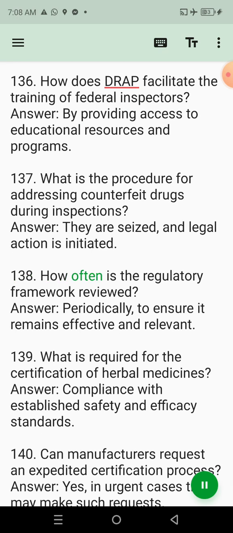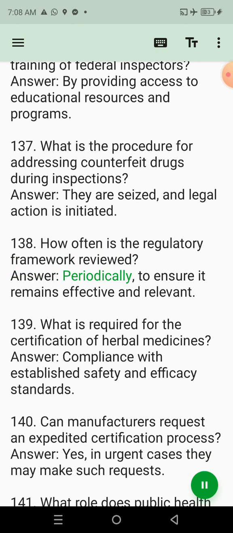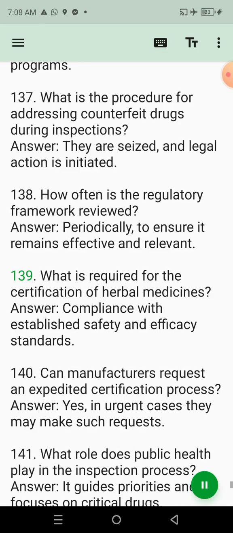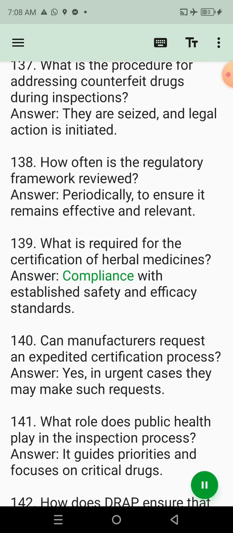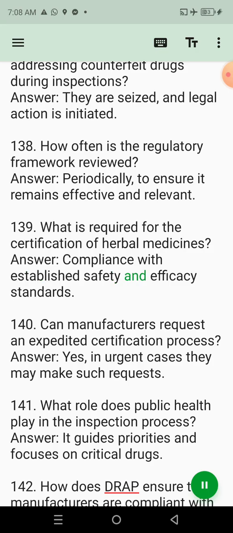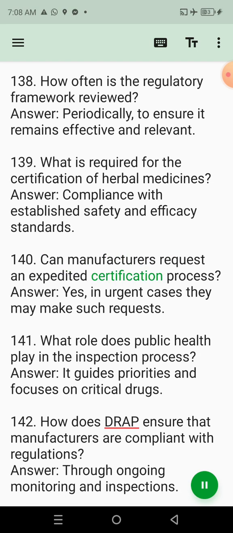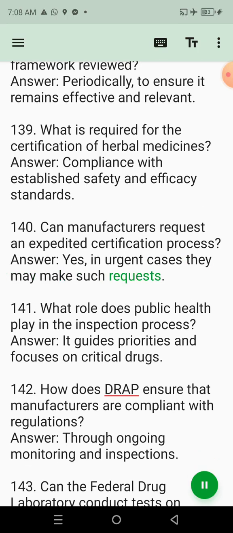138. How often is the regulatory framework reviewed? Answer: periodically, to ensure it remains effective and relevant. 139. What is required for the certification of herbal medicines? Answer: compliance with established safety and efficacy standards. 140. Can manufacturers request an expedited certification process? Answer: yes, in urgent cases they may make such requests.